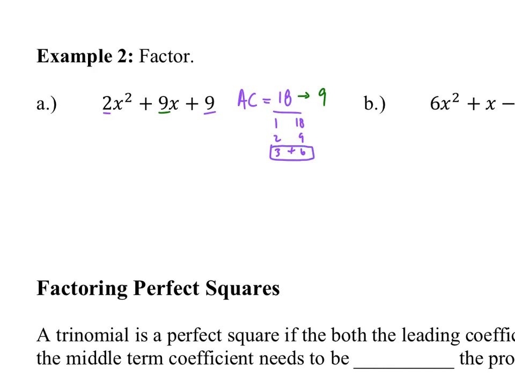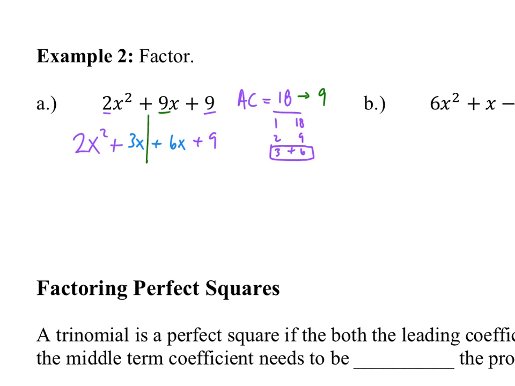So I'm going to rewrite the problem. 2x squared plus, and it doesn't matter what order you write this in. If you want to write 3x first or 6x first, it does not matter. So then plus 3x plus 6x, and then plus 9. So again, this 9x has been broken apart using these two unique numbers. And then we go into factoring by grouping, which is where you break this in half.